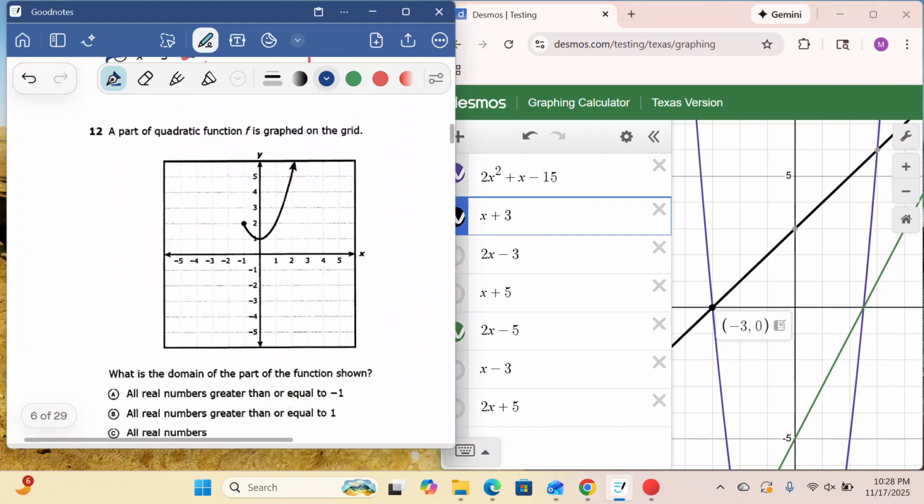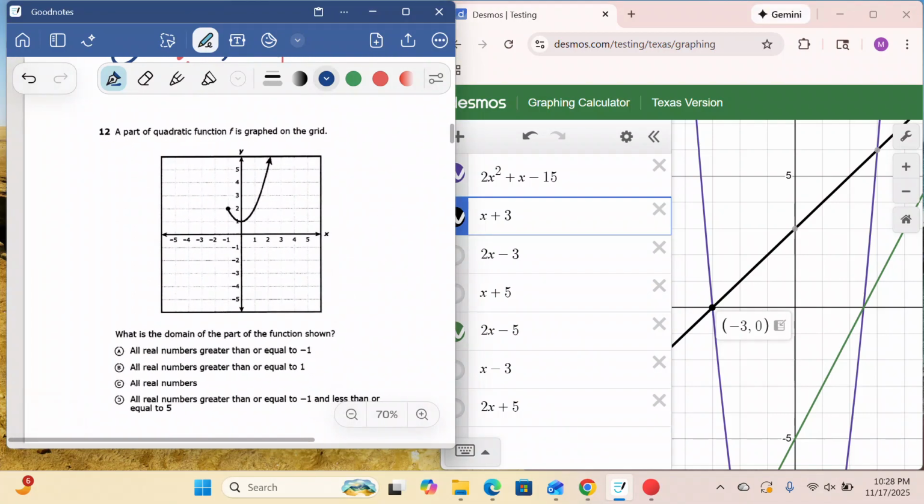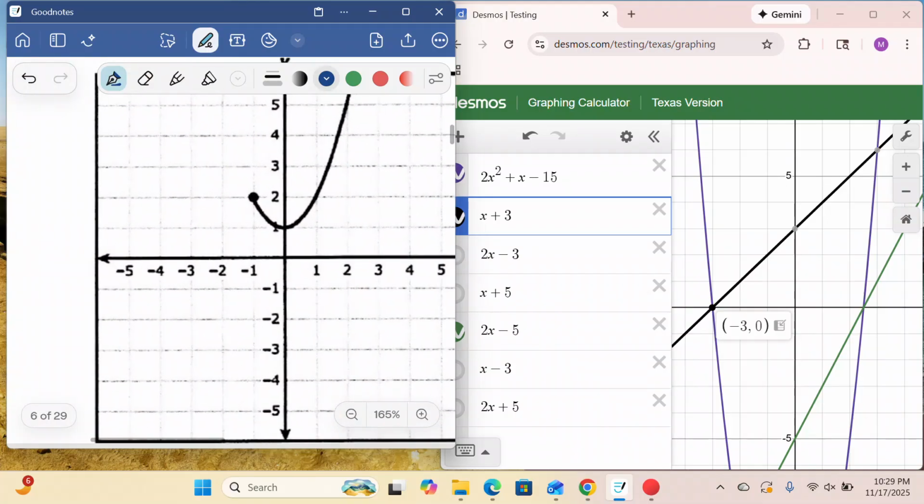We're going to look at number 12, and I'm going to let you do this one by yourselves. We're going to look at the part of the quadratic function graphed on the grid. There's a part of it, and of course, we are looking for domain, and the key word for domain is x. So we are looking for domain, which is our x. So as we can see on the graph, our domain starts at negative 1. We can't say negative 2 is part of the graph. We can't say negative 3 is part of the graph.